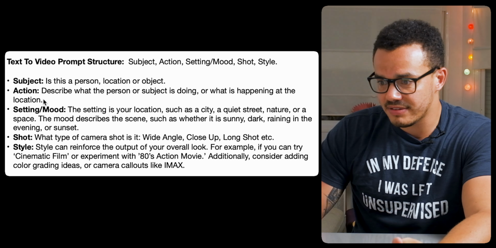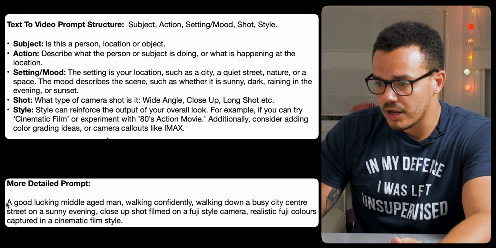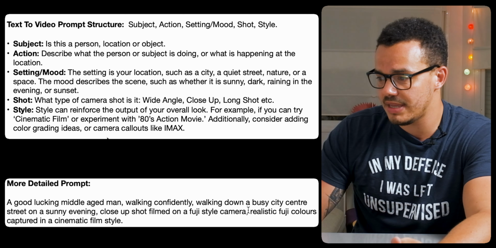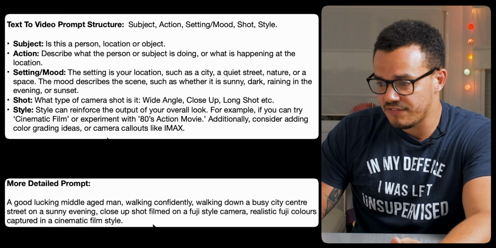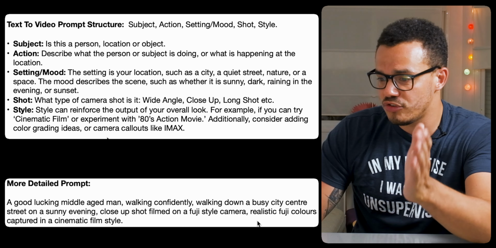What we wanna do is have the same subject matter, so a man walking down the street, but fill that out, add actual meat on the bone, add detail to it. And following this exact same layout, subject, action, setting, mood, shot, and style. A good looking middle-aged man walking confidently, walking down a busy city street on a sunny evening, close-up shot filmed on a Fuji style camera, realistic Fuji colors, captured in a cinematic film style.